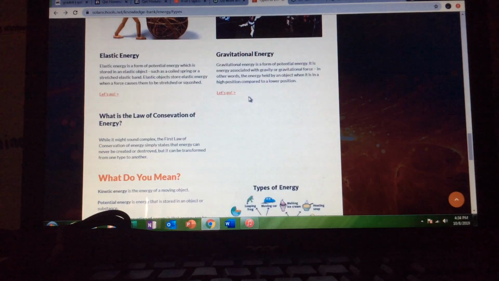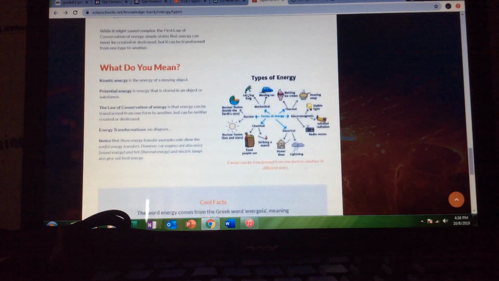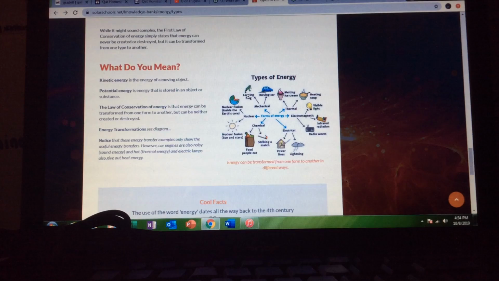So we also have the law of conservation of energy. While it may sound complex, the first law of conservation of energy simply states that energy can never be created or destroyed, but it can be transformed from one type to another. So, here are the types of energy.